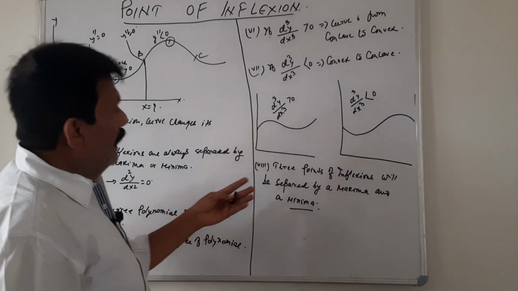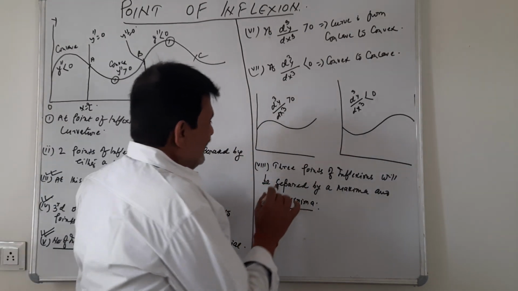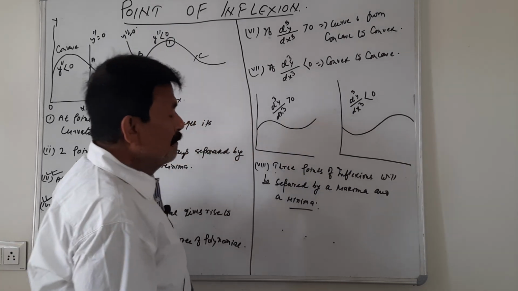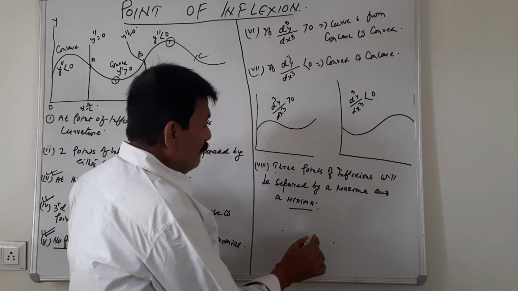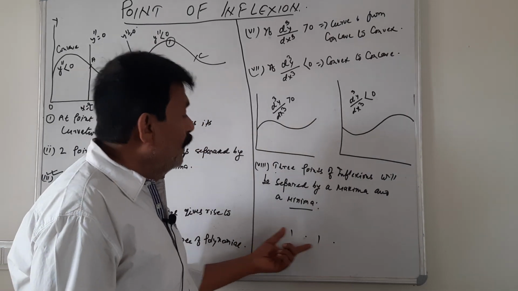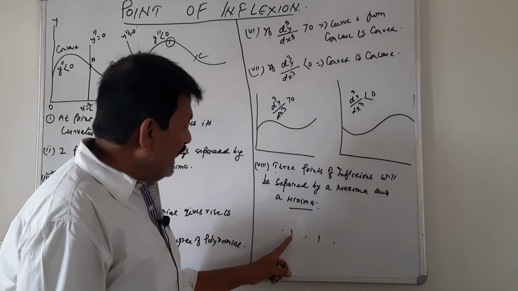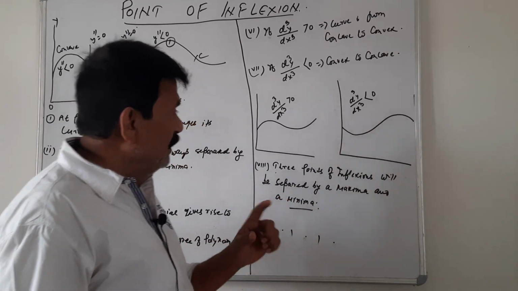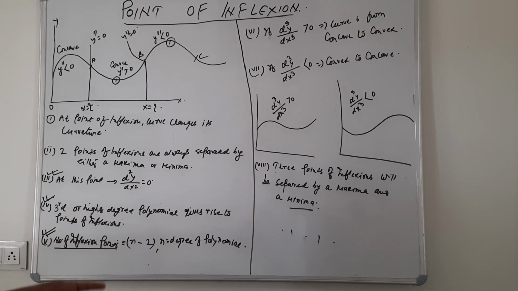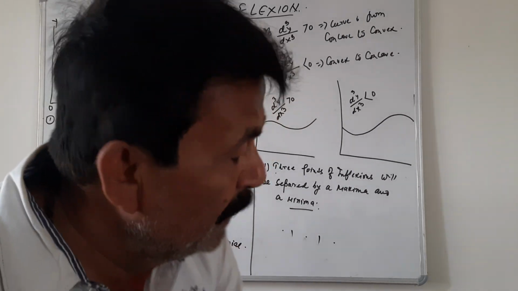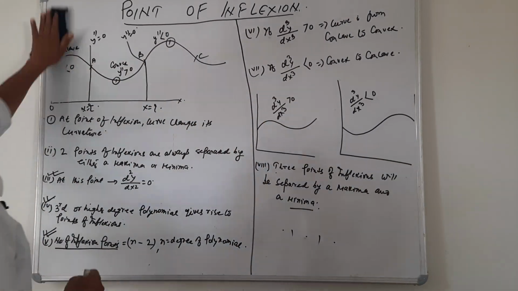And finally, one point: in between 3 points of inflection, there would be a maxima and a minima. So 3 points of inflection are always separated by a maxima and a minima, and on this point I am just going to solve a numerical sum. So this is about the point of inflection. These are the features of the point of inflection. Now I am going to solve a numerical sum on this. I am just showing this.